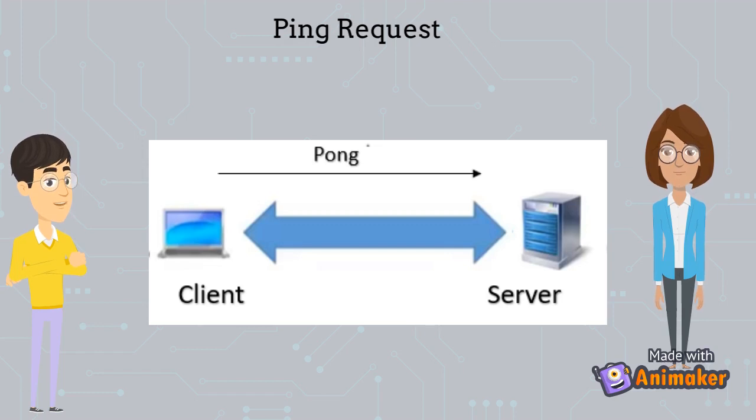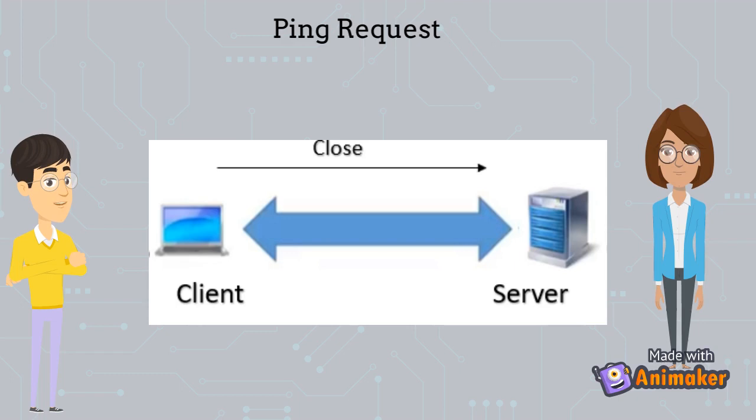To break connections, use special control frames with the close type. The connection can be broken by either side's initiative. For example, let the client send the server a close message. After the server has received such a message, it also sends back a control frame close, and the connection is broken.